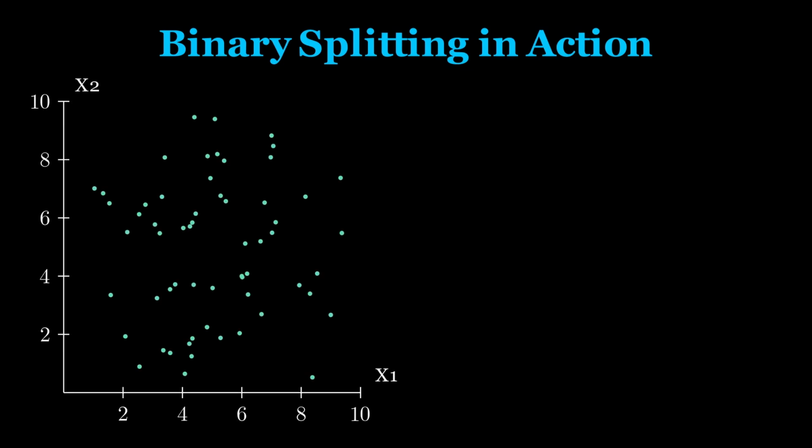Let's see how recursive binary splitting applies to the example from the last video. Recall our dataset with two features, x1 and x2. Each point also carries a response value y that we want to predict. Our job is to find the first split.